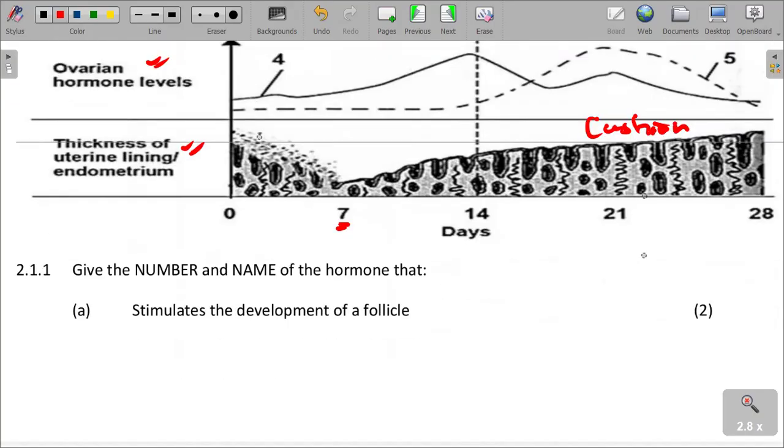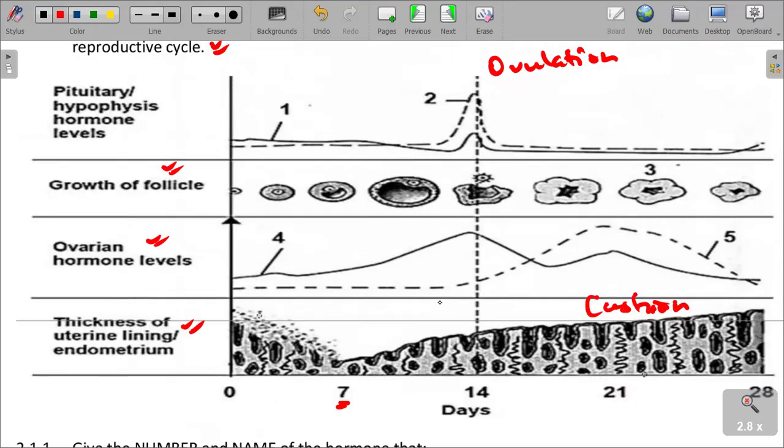So the question is saying, give the number and name of the hormone that stimulates the development of the follicle. The hormone which is responsible is follicle stimulating hormone. It is given here that when the follicle stimulating hormone is high, we see follicles developing.